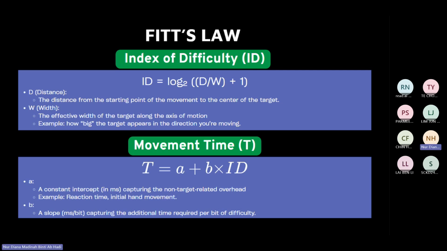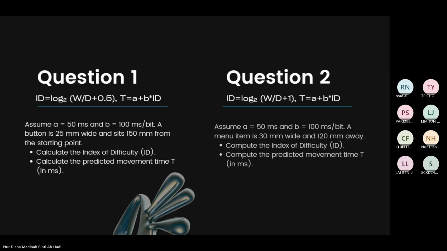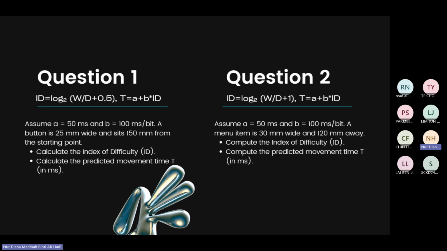Okay, so let's go. For the first question, ID is log base 2, and we are using the same formula as this one. For the first question, I want you to implement these formulas. For question 2, you're also going to implement these formulas. Read the question carefully. So how can you do this?